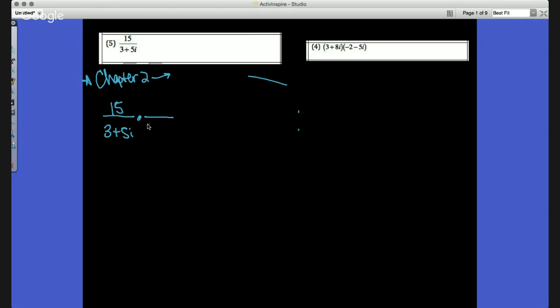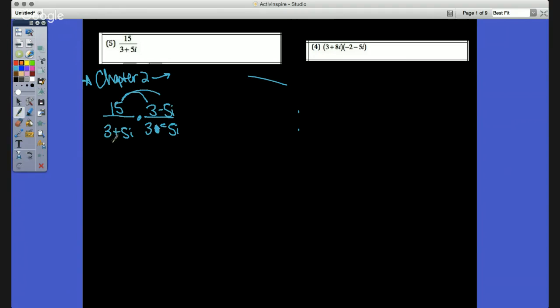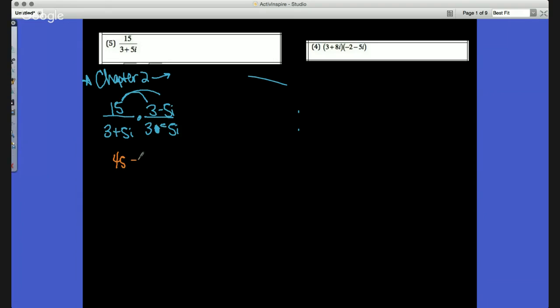So what we'd like to do is multiply by the opposite sign, or what we call the conjugate of the bottom. When we do that, we can now distribute 15 towards the top. What we end up getting is 45 minus 5 times 15, which is 75i. So we get 45 minus 75i.